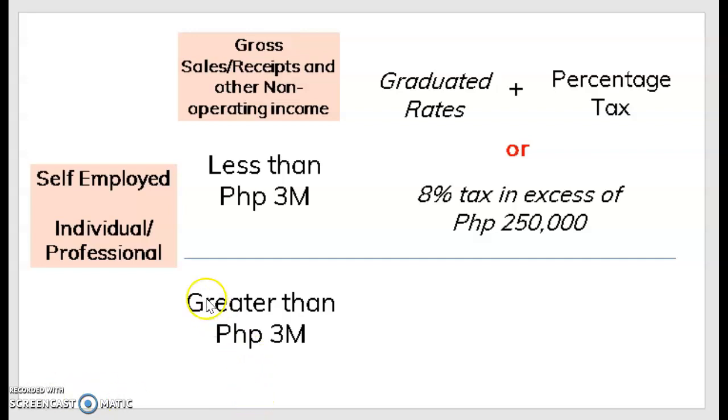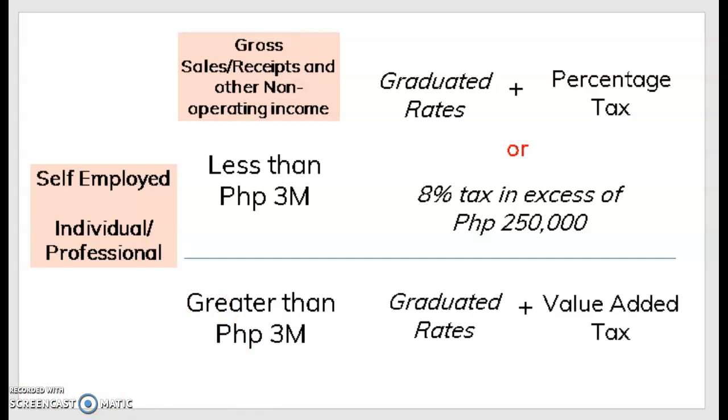Now, in case the individual avails of the 8% income tax option, but subsequently earns gross sales or receipts exceeding 3 million during the taxable year, the individual should automatically be subject to the graduated rates and with the corresponding value-added tax. Any quarterly payments under the 8% income tax rate option may be allowed as tax credit from income tax due. Now, if the gross sales or receipts and other non-operating income of the taxpayer is greater than the 3 million, he will be subject to the graduated income tax rate and value-added tax.